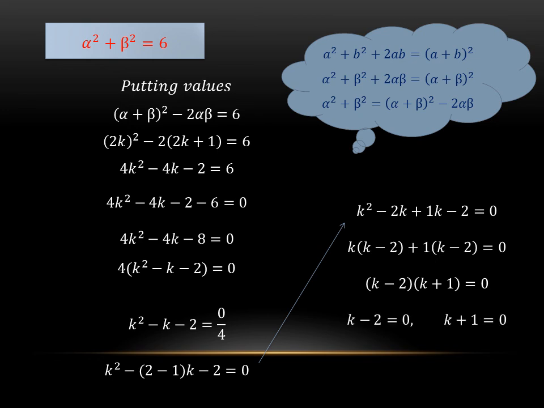We will split the two brackets: k minus 2 equals 0 and k plus 1 equals 0. So now we have the two values of k, which are k equals 2 and k equals minus 1. As we had to find the values of k, the two values of k are k equals 2 and k equals minus 1. That is the end of the question.